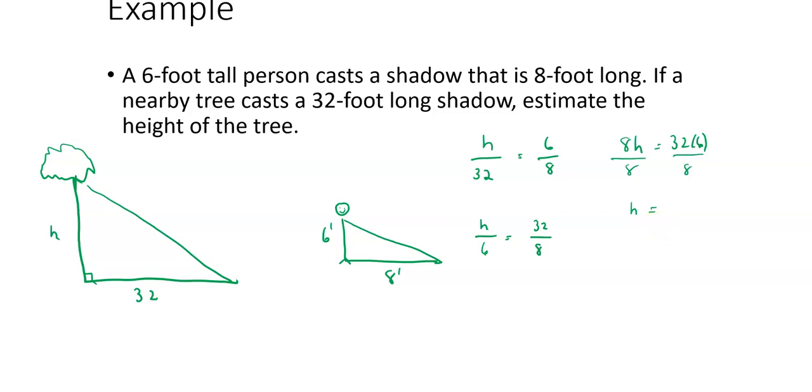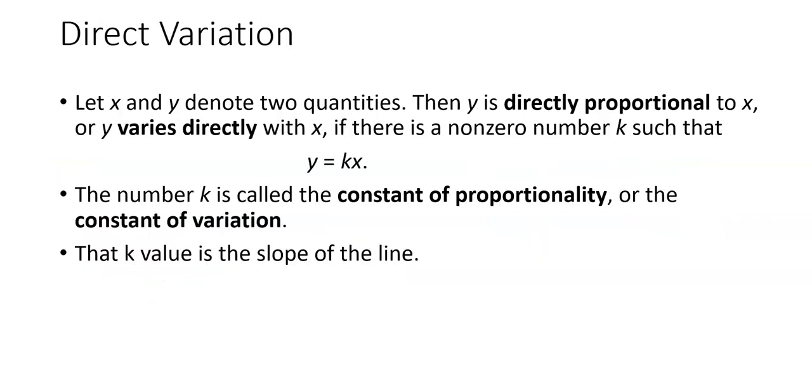192. Okay, divide that by 8, and I get 24. So the height of the tree is 24 feet. And again, a lot easier than climbing the tree with a tape measure to try to figure out how tall it is. All right, from there we can move on to variation.